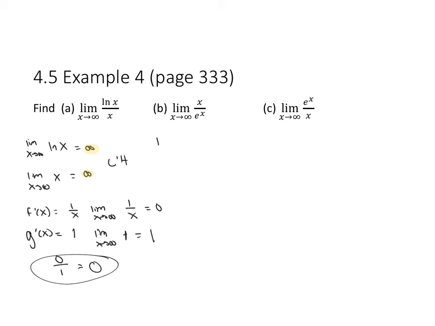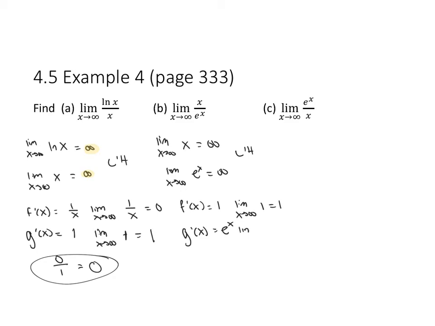Let's take a look at part B. Same process. I take the limit as x goes to infinity of x, which is infinity, and the limit as x goes to infinity of e to the x, which is also infinity. Since I have my indeterminate form of infinity over infinity, I use L'Hopital's rule, and I take the derivative of the numerator, which is 1, and the derivative of the denominator, which is e to the x. So now I'll take my limit as x goes to infinity of 1 is 1, and the limit as x goes to infinity of e to the x is infinity. So my limit is going to be 1 over infinity.